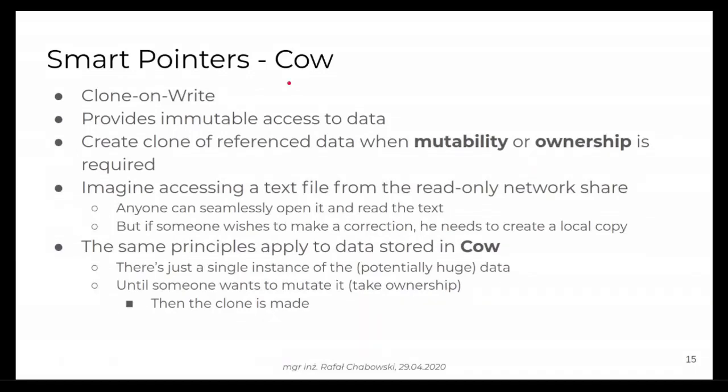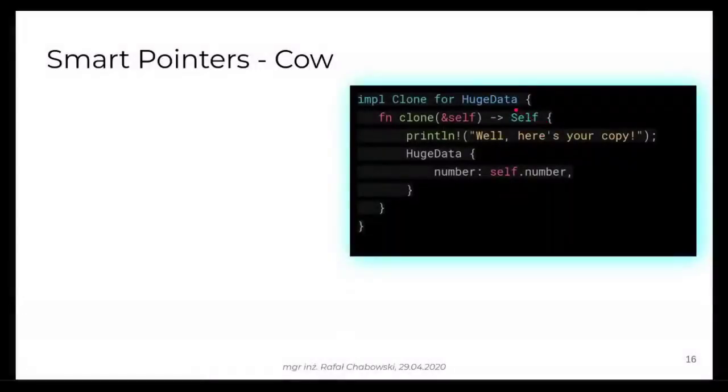So here's a simple example: you're accessing a text file from a read-only network share. You can read it as many times as you want, but if you wish to make changes to this file, you need to make your own copy. So let's see this in action.